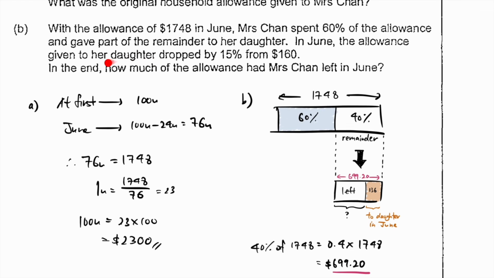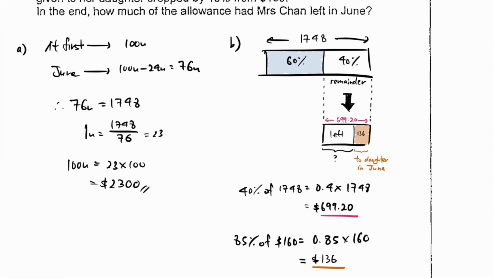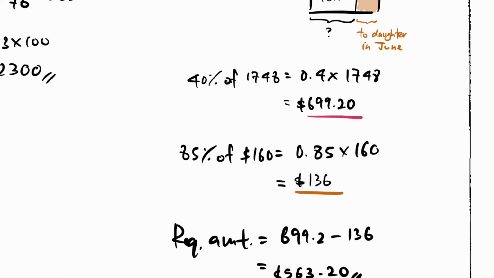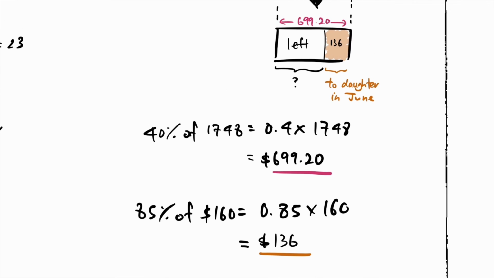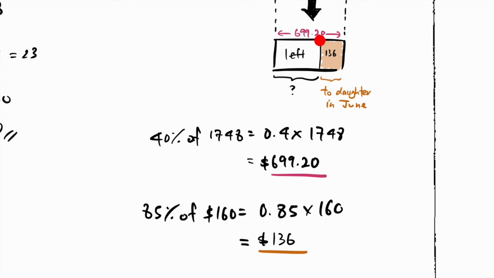In June, the allowance given to her daughter dropped by 15% from 160. So was 160 given to the daughter? If it is, it's very simple. I'm going to write 160 here, but it's not. It is dropped 15% from 160. So it's actually 160 reduced by 15%. Doesn't that mean 85% of 160? So what is 85% of 160? 136. Now I know with the remainder of 699.2, 136 actual dollars was given to the daughter in June.